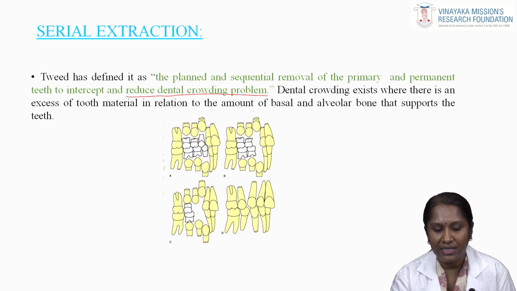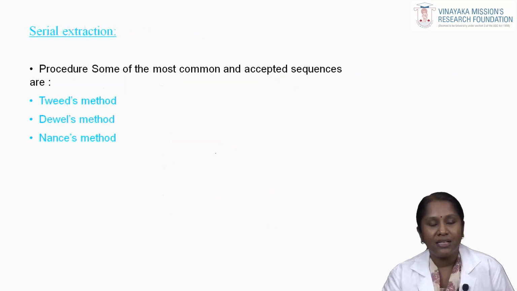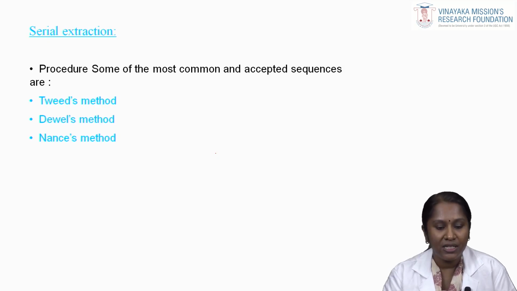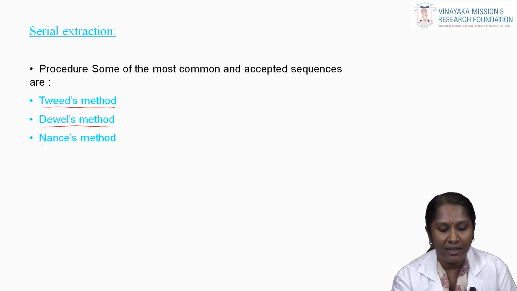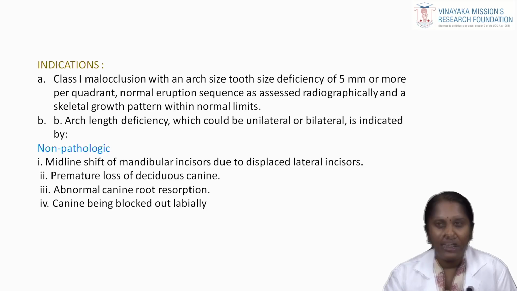So in this picture you can see both permanent as well as deciduous teeth. There are some serial extraction procedures. Some of the most common and accepted sequences are Tweed's method, Dewel's method, in which we have 3 steps, and Nance's method. So we'll come to Tweed's method of serial extraction.